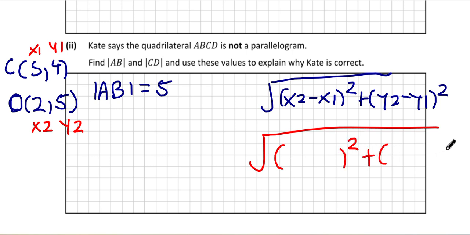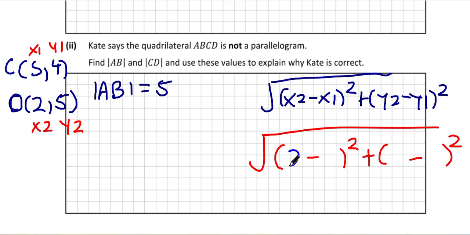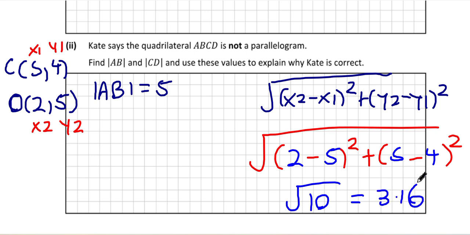And here's what we're going to do. Somebody's going to be on the calculator for me here. We're going to do 2 take away what, guys? 5. And the other one? 5 take away 4. I believe you all get root 10. And when you press it to decimals, you get 3 point something. 3.16.